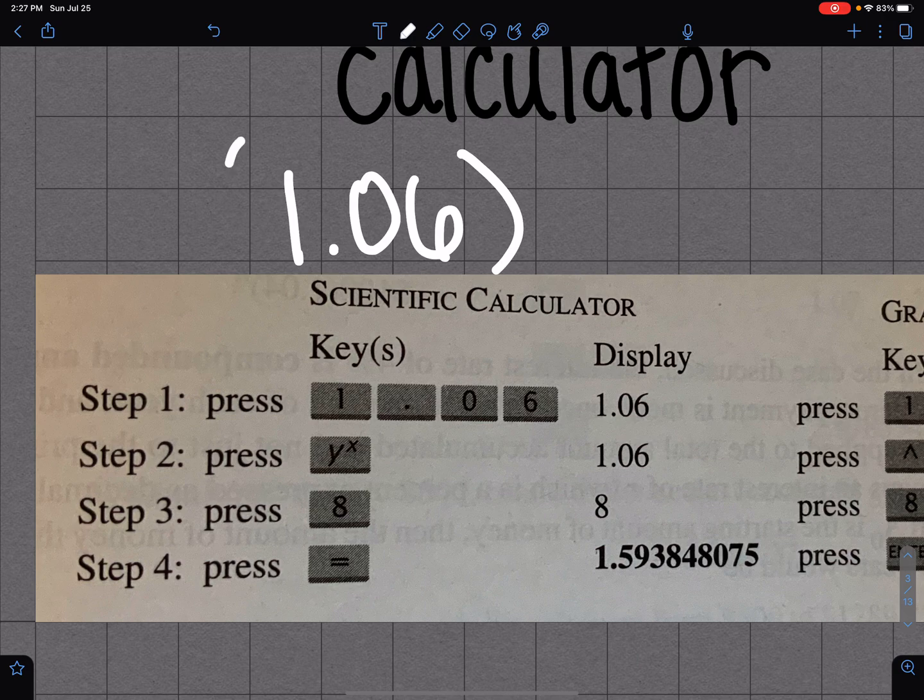1.06 raised to the 8th power. Okay, so we press 1 and then the point, 1.06, and then you hit y to the x, and then 8 is the exponent, and then push equals. If you did it right, you should get this big long thing.